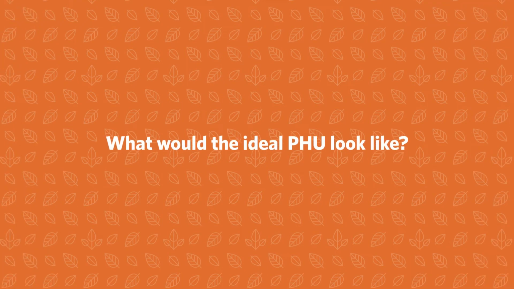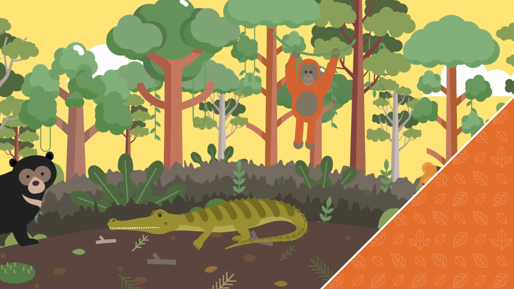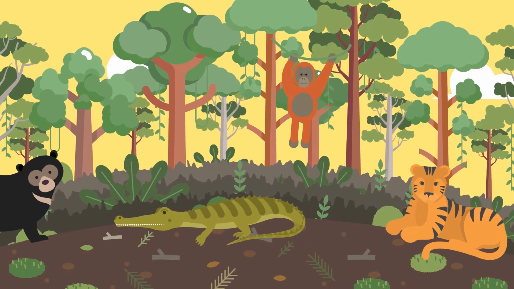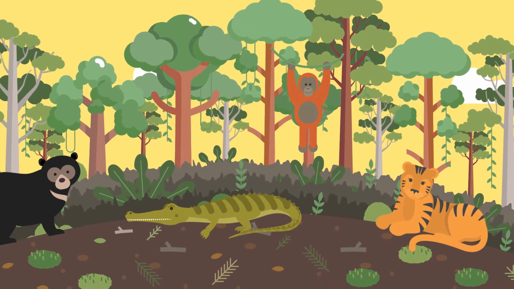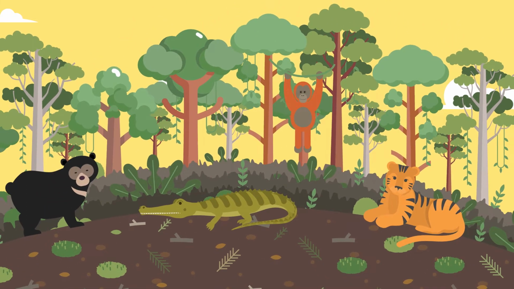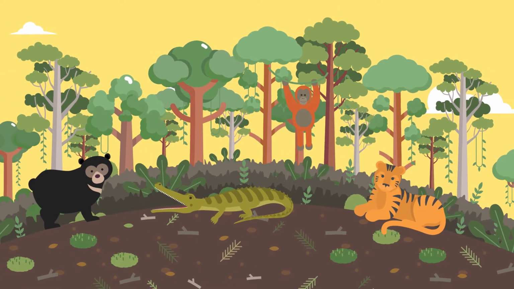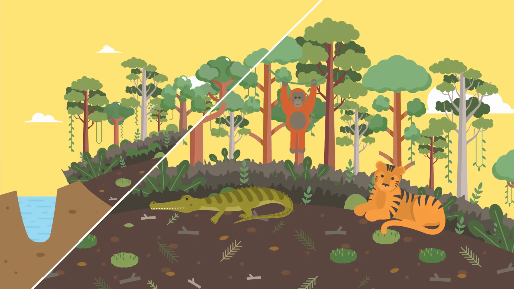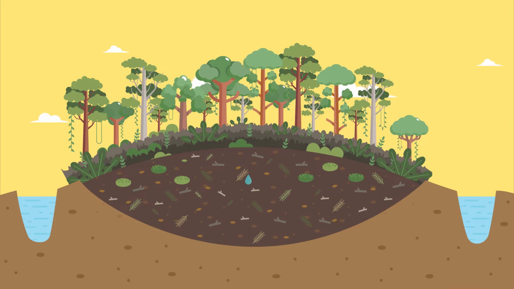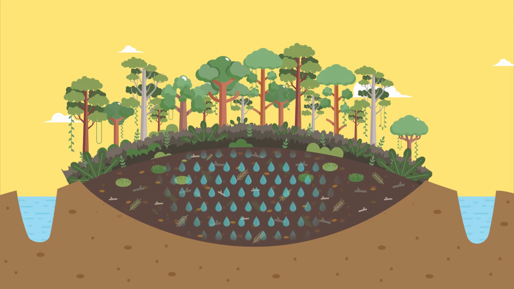What would the ideal PHU look like? Besides the soil that is always wet, the biodiversities in the peatlands ecosystem are also one way to measure whether the peatlands are still healthy or not. PHU is an integral unit in one hydrological area. Therefore, the wetted peat area shouldn't happen at one location only, but as a whole.